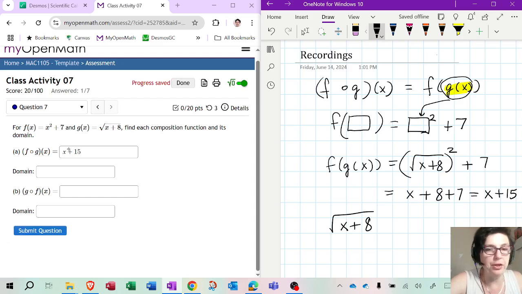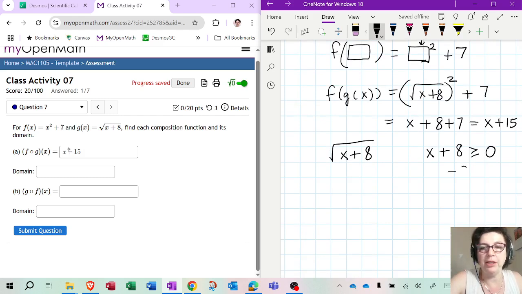Whatever is under the root, to find the domain, you're just going to take that, get rid of the root, and make it greater than or equal to 0. That's how you find the domain. So to solve this inequality, we're going to subtract 8 from both sides, and we're going to get x greater than or equal to negative 8. Because if x was less than negative 8, the g of x did not exist at those values of x. So you can't plug something that doesn't exist into something else, right? It's just not there, so the answer will also be not there.